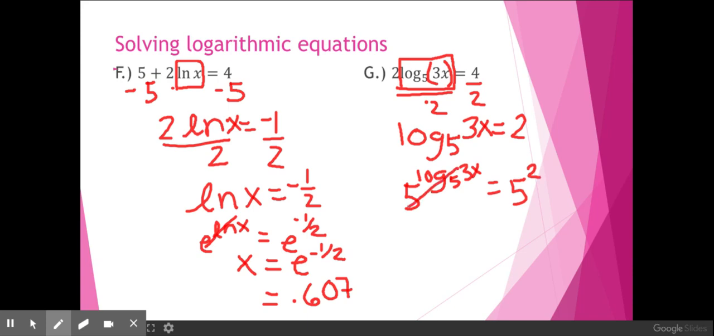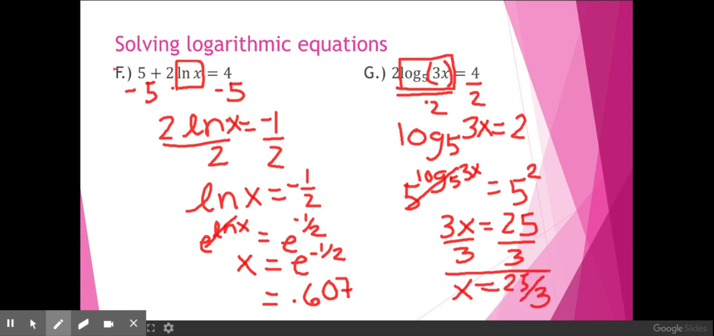All right. Cancels out. We get 3x equals 25 because that's 5 squared. So now we're going to divide by 3. So x equals 25 divided by 3, and you can actually just leave it as a fraction, or if you really wanted to, you could also get it as a decimal. But this is a fully simplified answer.